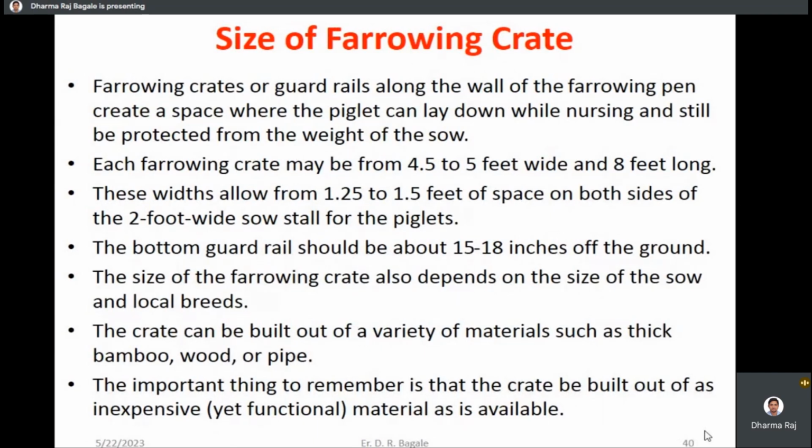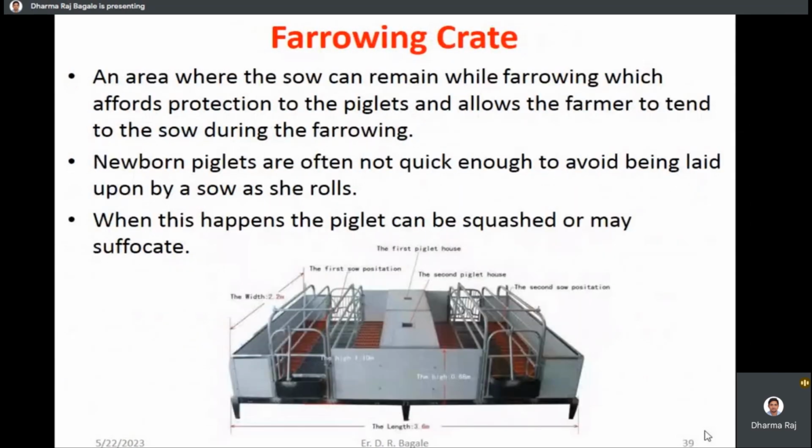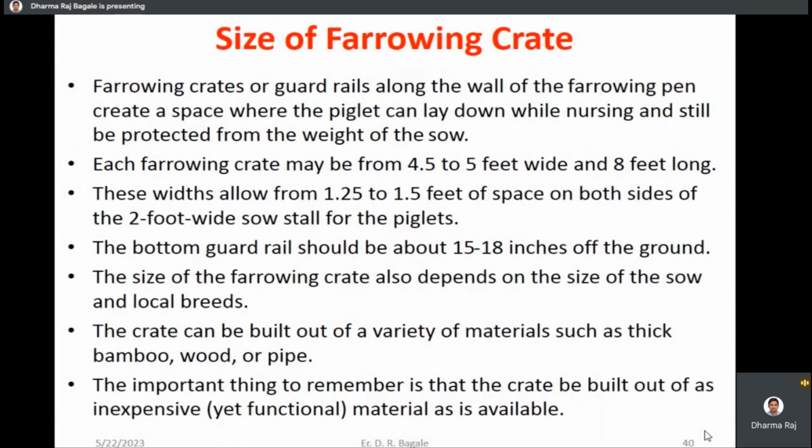The size of the farrow crate will also be based on the size of the breed of the animal. But we can say each farrow crate may be 4.5 to 5 meters wide and 8 meters long. Here in the picture we can see the dimensions, a length of about 3.6 meters and 2.2 meters in width. We can convert it into feet. Farrowing crates or guardrails around the wall of the farrow crate create a space where the piglet can lay down while nursing and still be protected from the weight of the sow.